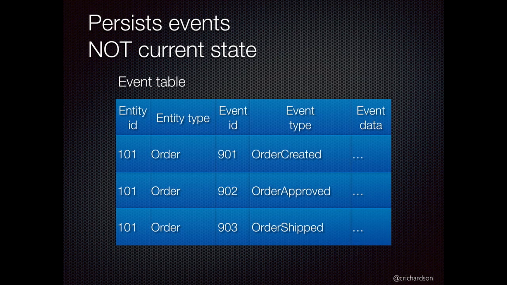So the idea is, yes, for every state change, you insert an event. And there is this order data column where I've just put an ellipsis. But you could imagine that to be a blob of JSON that contains the additional data. So for an order created event, that would be all of the order line items and the like. For an order approved event, there might not actually be any additional data. Likewise for an order shipped event. Or maybe the order shipped event would have the tracking number as part of the event data.